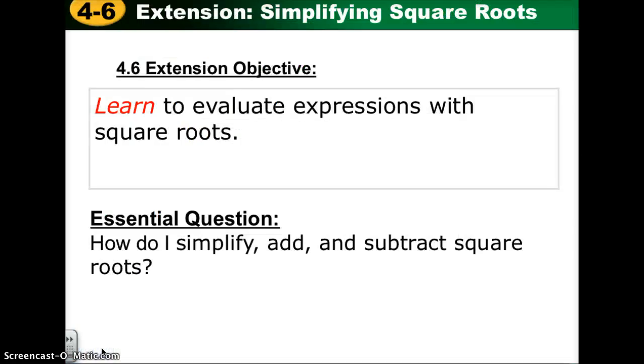Chapter 4, Lesson 6, Extension. The objective for the extension is to learn to evaluate expressions with square roots. Essential question: how do I simplify, add, and subtract square roots?